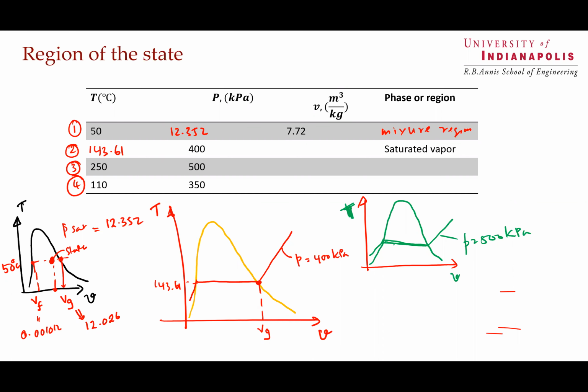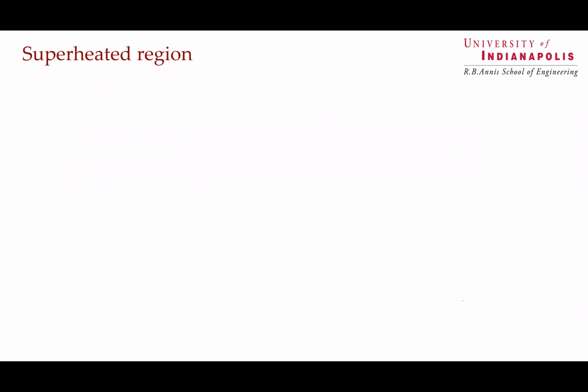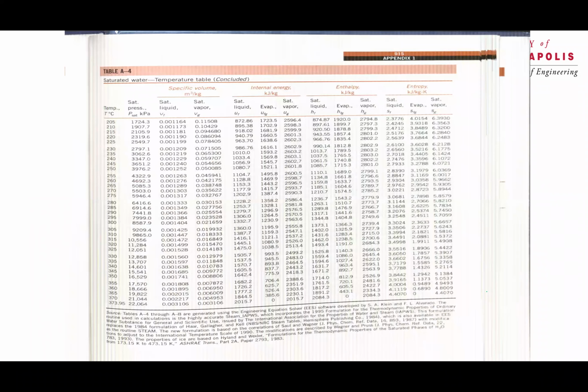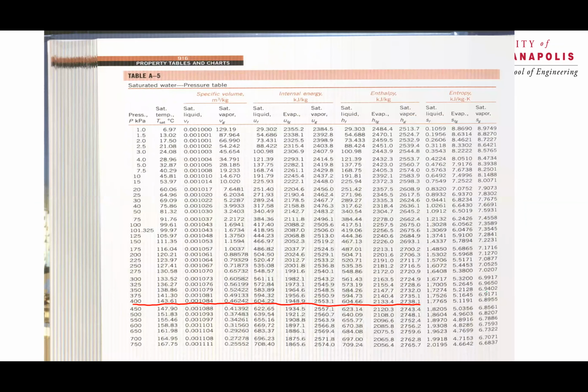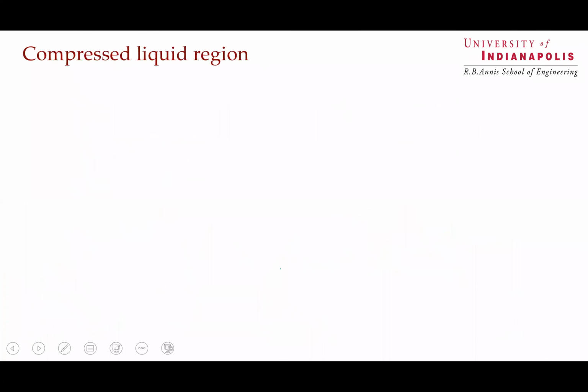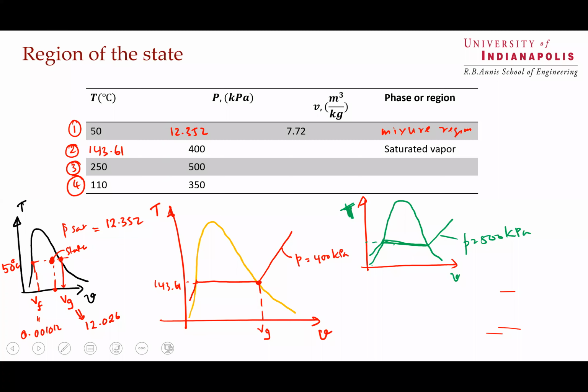And the first thing that we need to find is what the saturated temperature is. So to find the saturated temperature at 500 kPa, go back to the pressure table. The saturation temperature is 143.61. Here the temperature is 143.61.